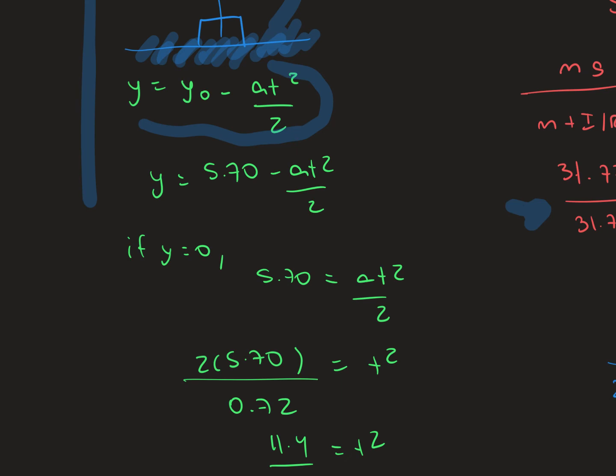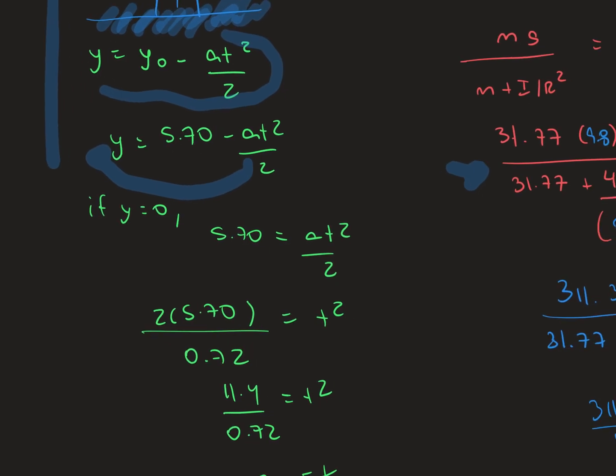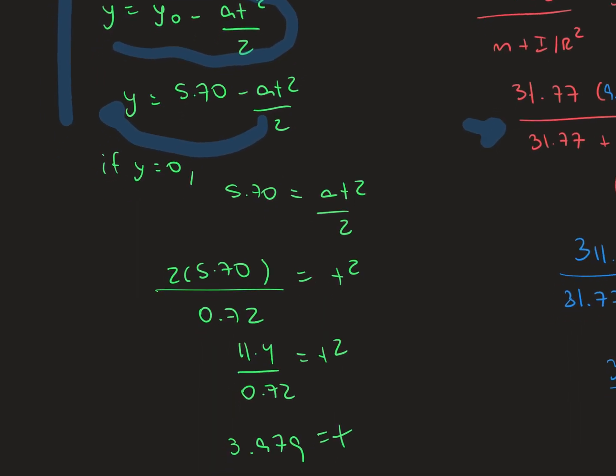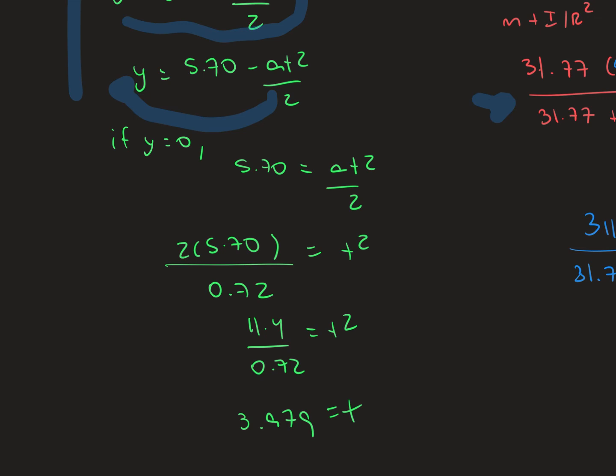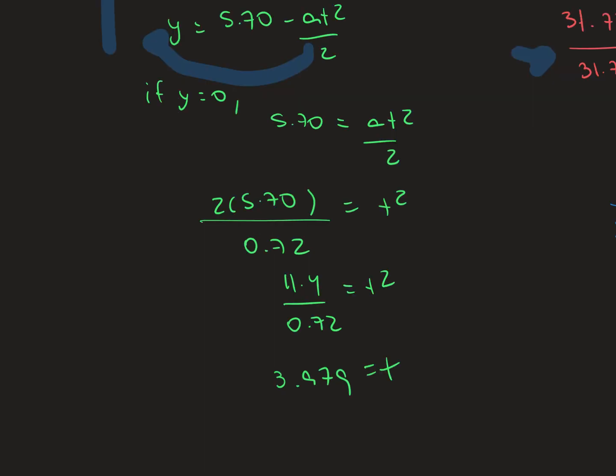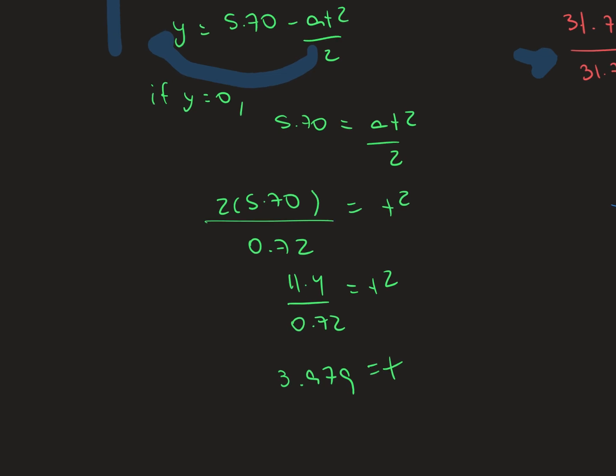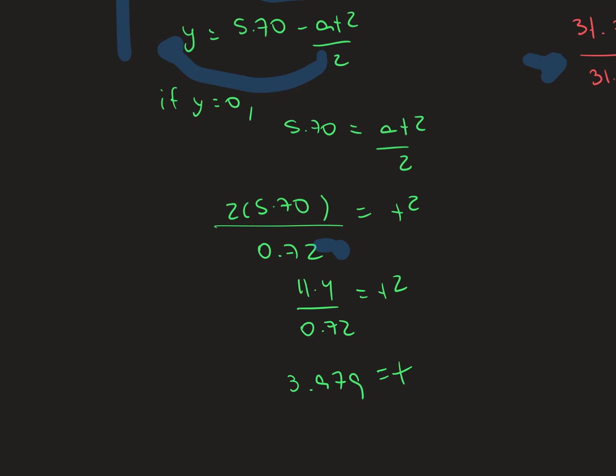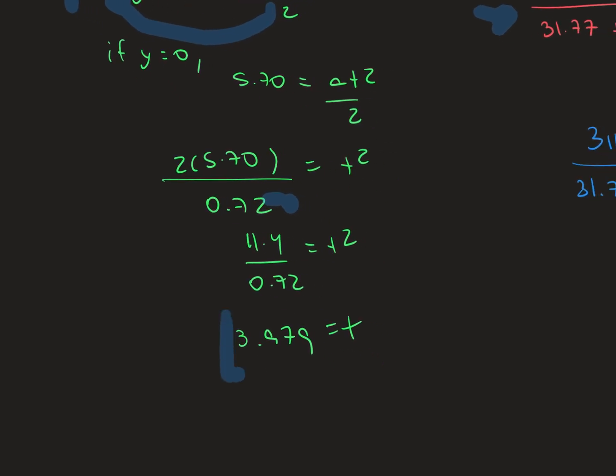which means that the object is at the floor, we just move this to the side where the y was, and we stay with 5.70. We equal them to one another, and we solve for t. We plug in the values: 2 times 5.7 divided by 0.72, which was our acceleration. Then we're going to get an answer of 3.979.